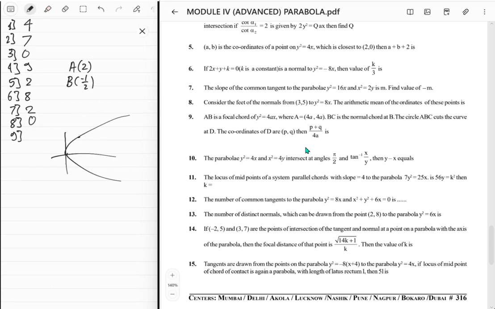So you got A somewhere over here, very far away. B is over here or something. Normal to that, I'm going to cut somewhere over here, I think. In any case, that's just going to be C. Okay, cool. So you're saying the circumcircle of this cuts the curve at D.